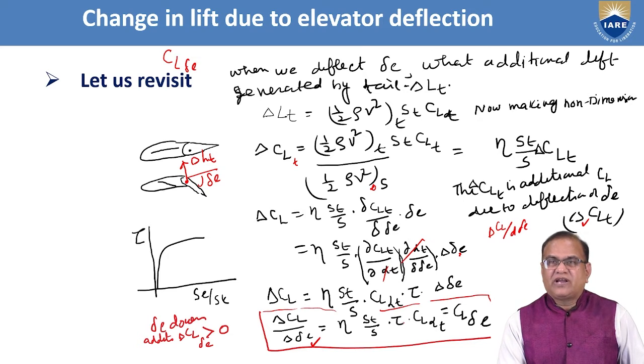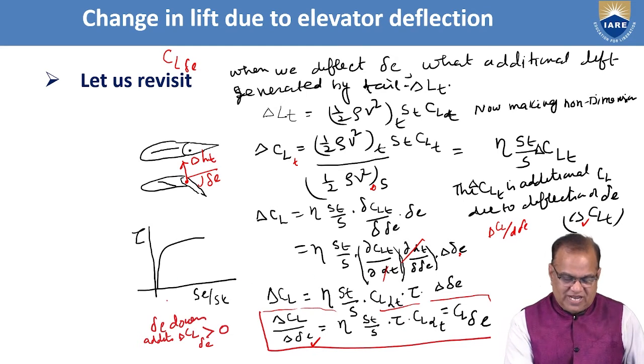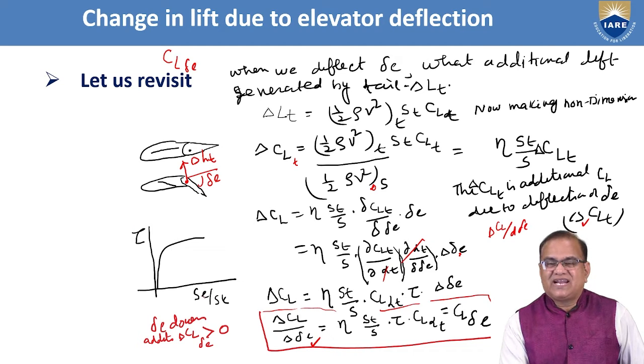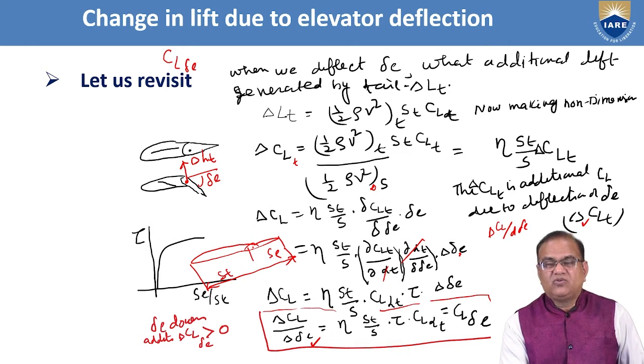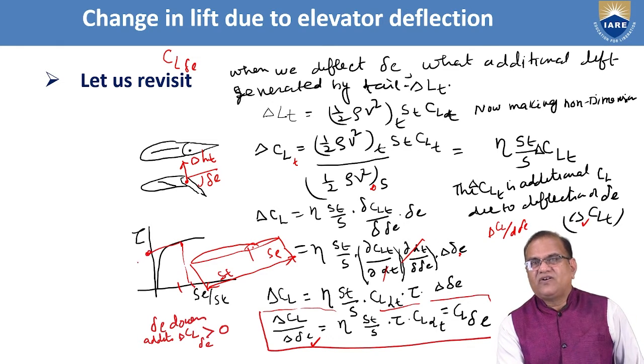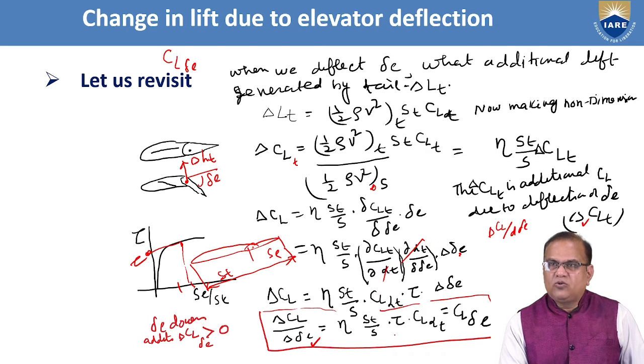Also it is tau. When we talk about tau, tau gives a relation. Here it is shown that tau is directly a function of SE by ST, where SE is the area of elevator, and the total area from here to here is ST. So for this SE by ST we have to find out some values and plot them, and then we can get the value of tau here. This tau we have to put here. In this way we got the equation for CL delta E.